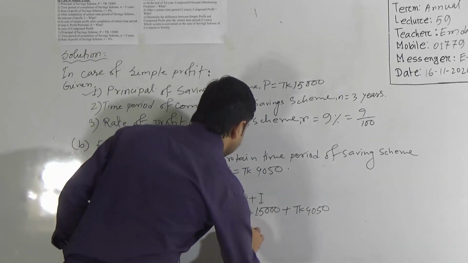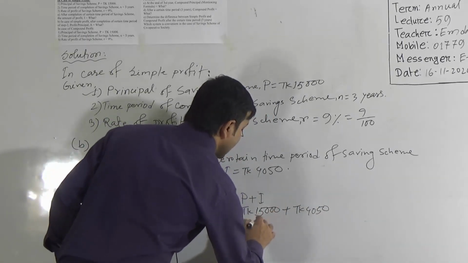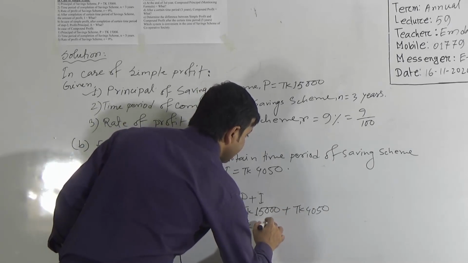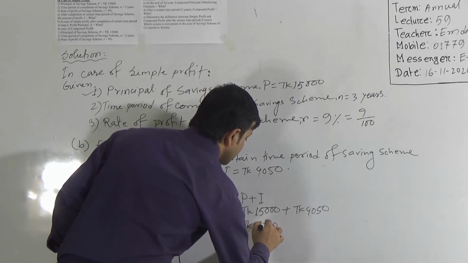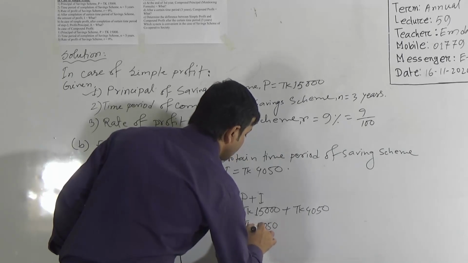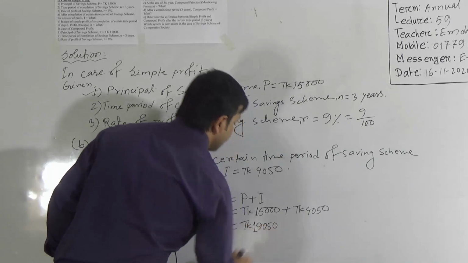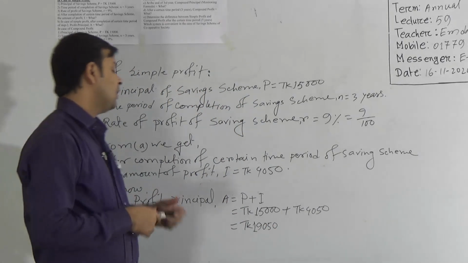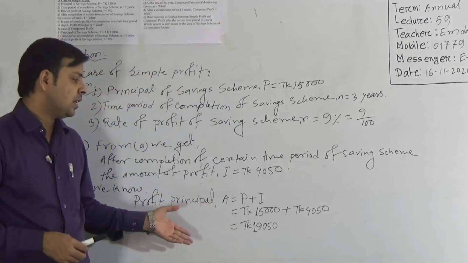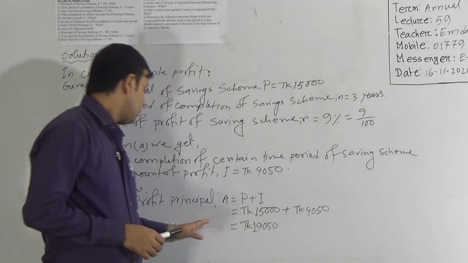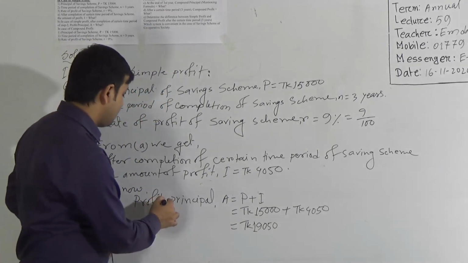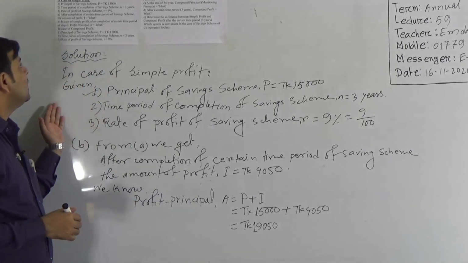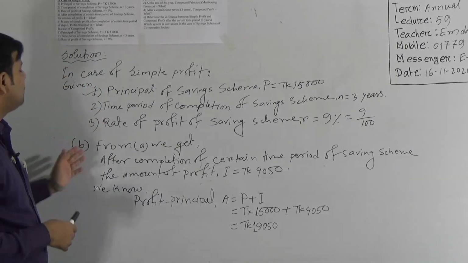So the profit principal will be taka... if we add these two, we will get 19,050. It means 19,050 taka. That will be our profit principal in case of simple profit. So I have solved question B.